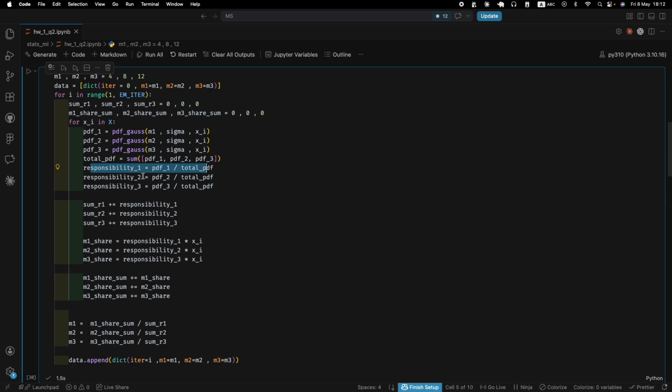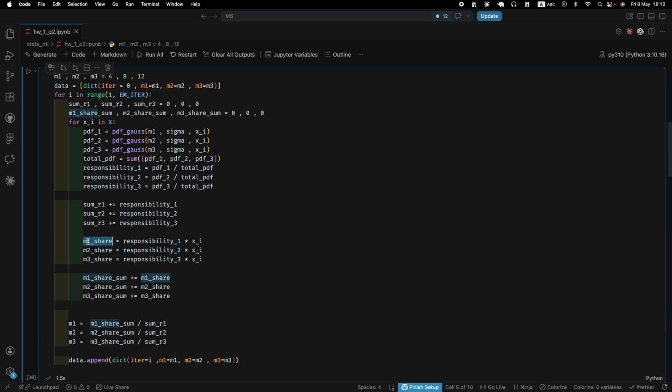And then what we did, we calculated the responsibility of each one. So the responsibility of the first one, the second one, and the third one. And then we sum the responsibility, so we have the total responsibility. And now we calculated the M1 share of this responsibility.